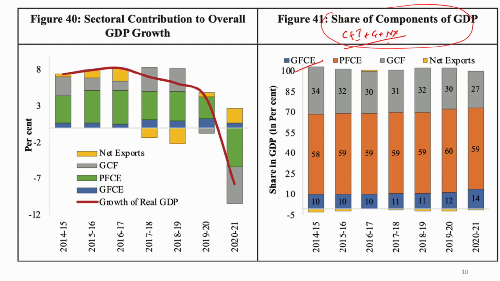When it comes to government expenditure, we refer to it with a term called government final consumption expenditure. PFCE stands for personal final consumption expenditure, the consumption expenditure of the households. So rather than C, we refer to it as PFCE. PFCE stands for personal or private final consumption expenditure. And GCF stands for gross capital formation.